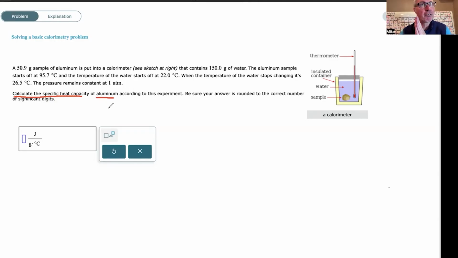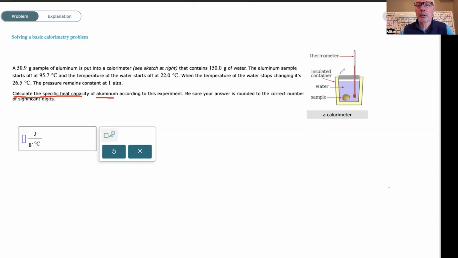Just as a little bit of good prejudice, metals usually have pretty low specific heat capacities. They're good conductors. As a matter of fact, the denser the metal, the higher the heat capacity, and the less dense, the lower the heat capacity. But nonetheless, something like water has generally a very large specific heat capacity. And I see that in the problem, they've left that out.